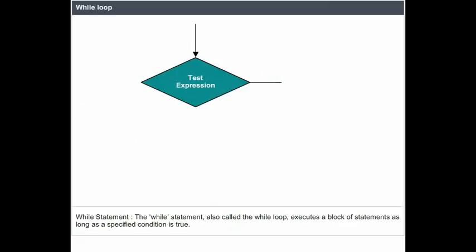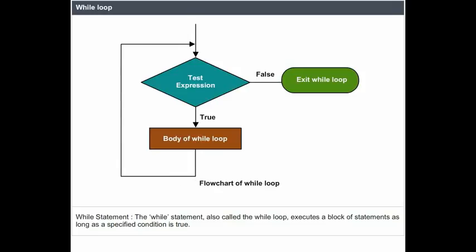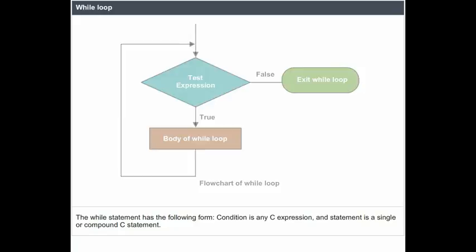While loop, while statement. The while statement, also called the while loop, executes a block of statements as long as a specified condition is true. The while statement has the following form. Condition is any C expression and statement is a single or compound C statement.